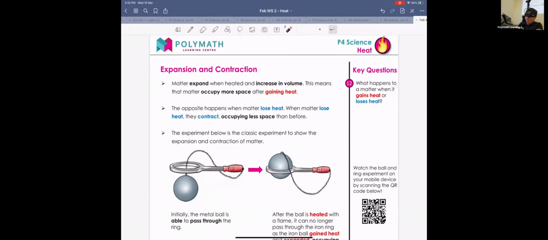Okay, expansion and contraction, the last one. When something gains heat, it will expand. When something loses heat, it will contract. So when you heat up something, it will expand. So that's why if you take out a jar of peanut butter or chili sauce or whatever, with a metal lid, it's hard to open it.